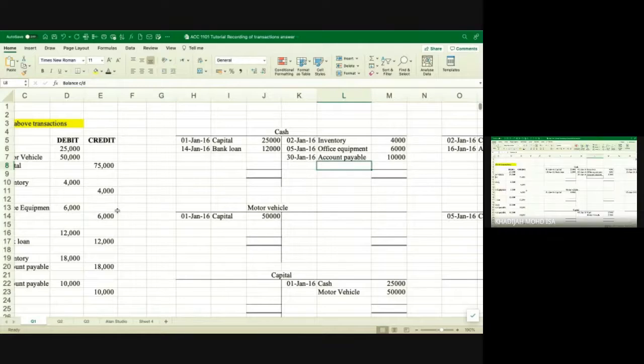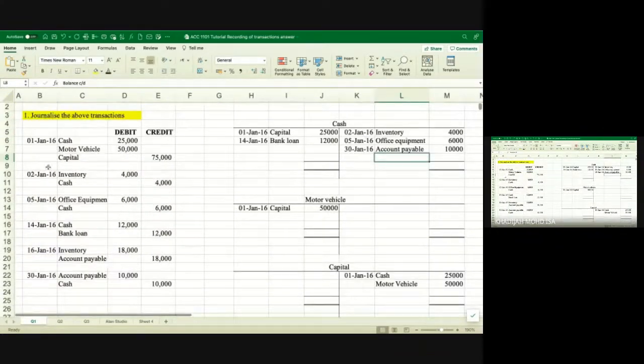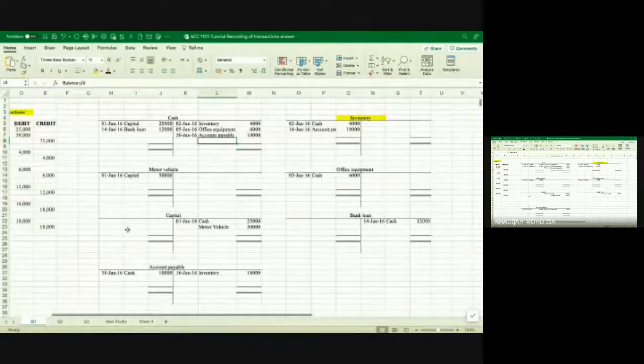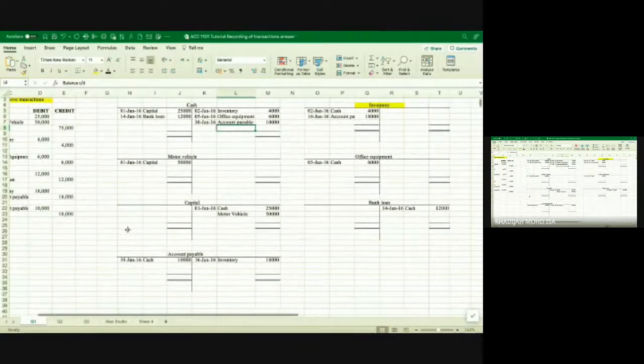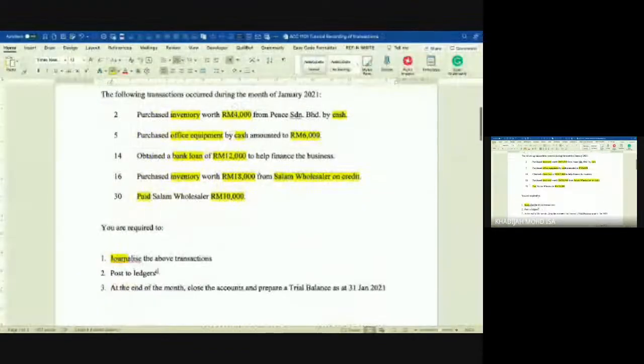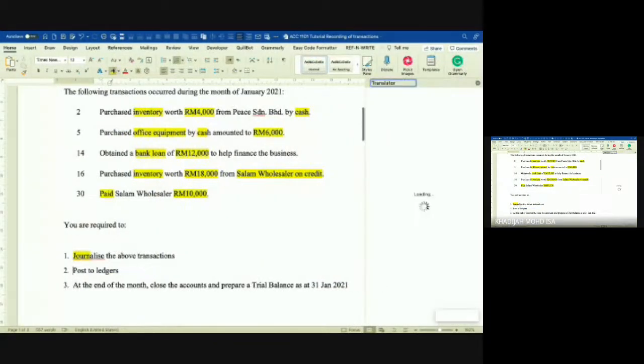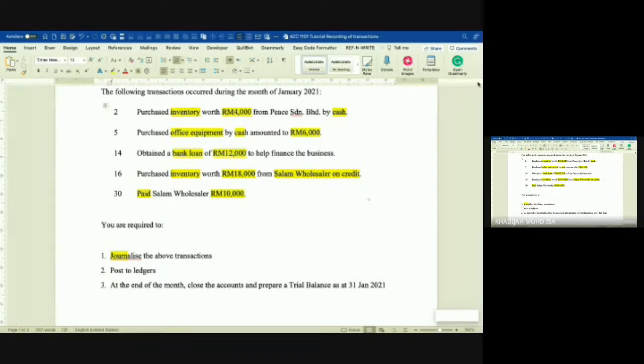All right. So now with all these 1, 2, 3, 4, 5, 6 journal entries, you already have recorded all that in your T account, right? So that is what we call post to ledgers. So you have done this posting to ledgers. So what you have to do now is that close the accounts and prepare a trial balance.